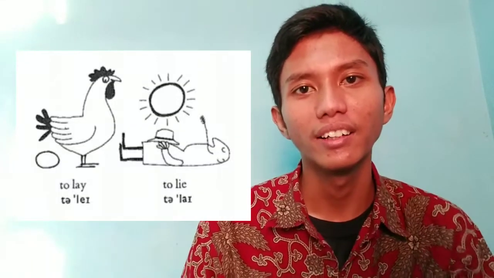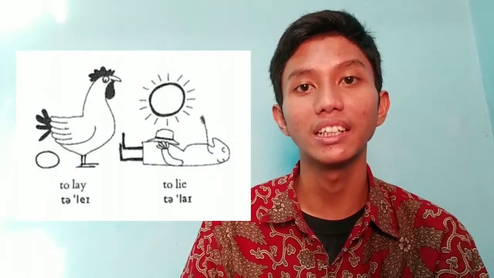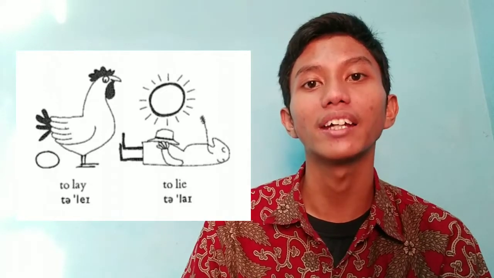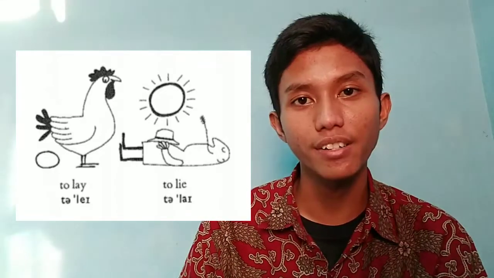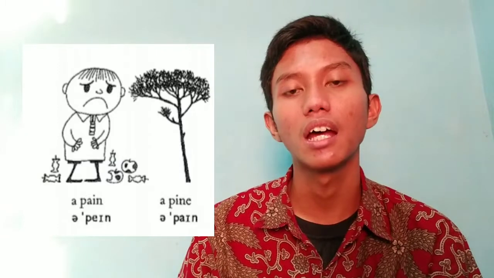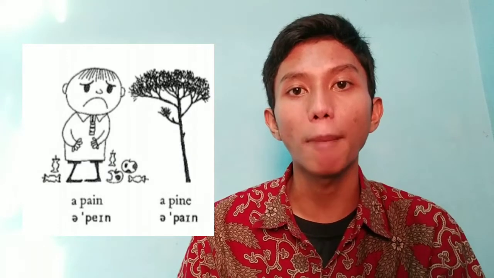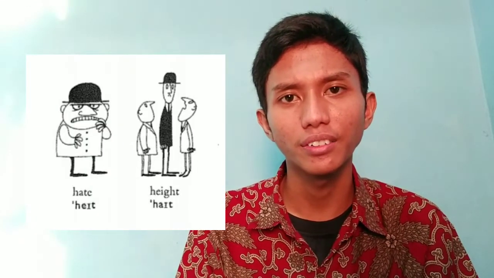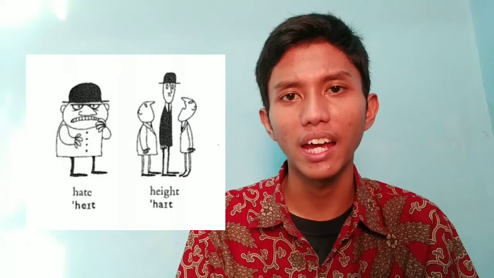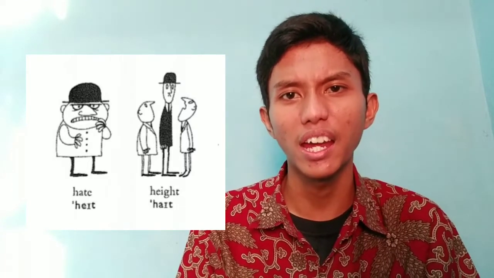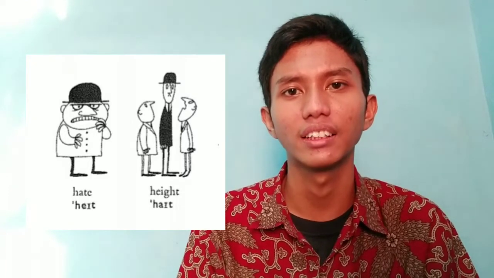How to pronounce A and I? Look at the context. Look at the first picture. To lay. And then to lie. In the next picture, there is a pain, and then a pine. And then the next picture, there are hate and height. Height. And then the next picture, there is a sentence.